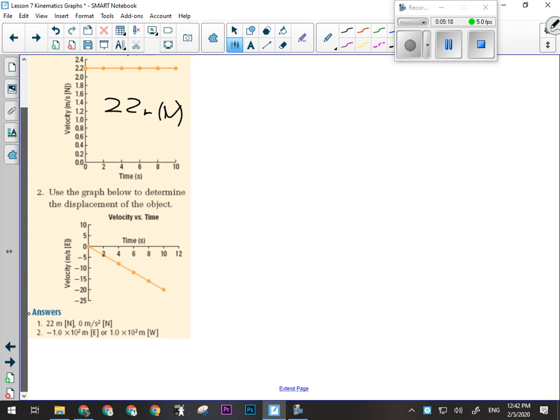For question number 2 here, using the graph below, determine the displacement of the object. All right, so in this one, what's the object doing here?